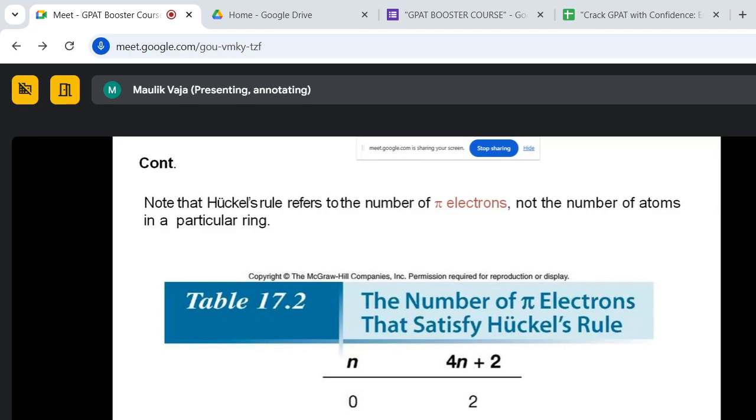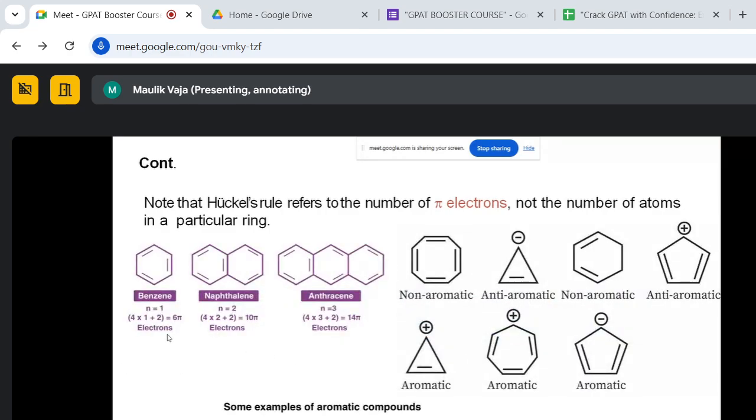I have given a few examples here. Just look at this. First, benzene. Benzene has 6 pi electrons. It is cyclic, planar, conjugated, with 6 pi electrons, so it becomes aromatic. Another example is naphthalene. Naphthalene has 5 pi bonds and 10 pi electrons, so it is also an aromatic compound. Anthracene, a three-ring structure, is also an aromatic compound.